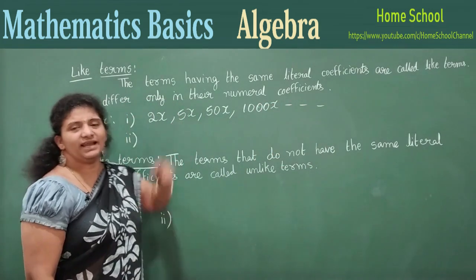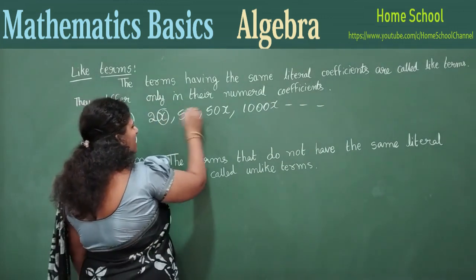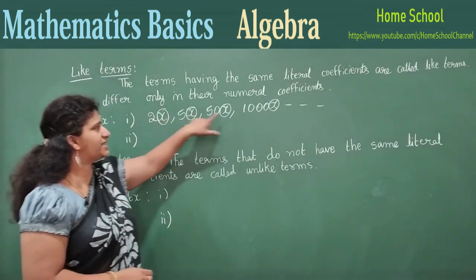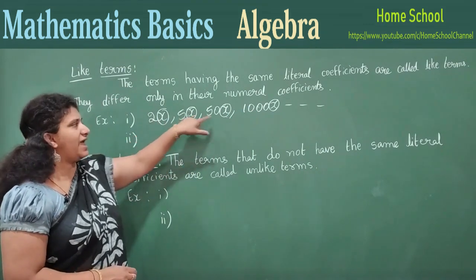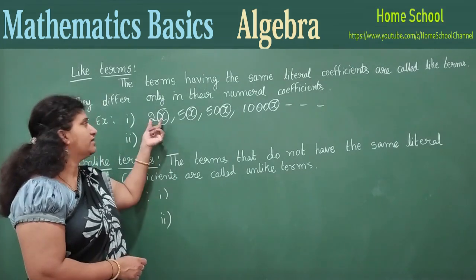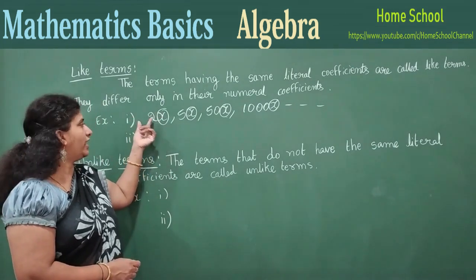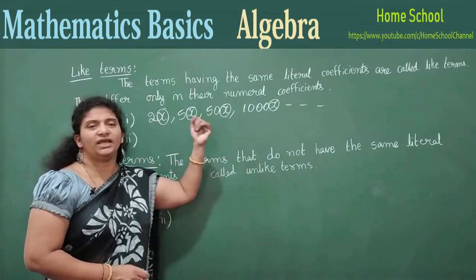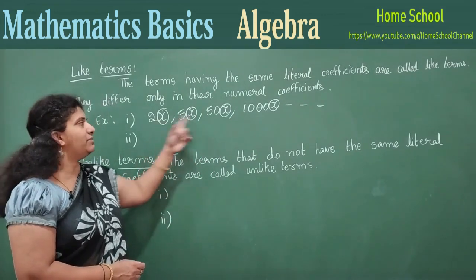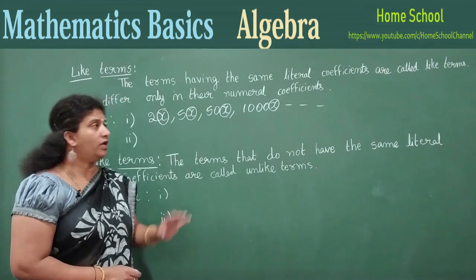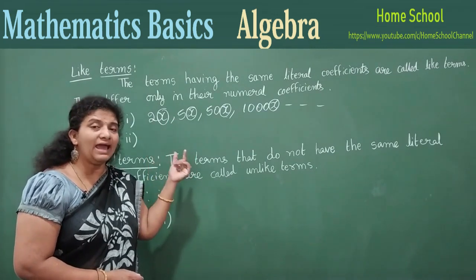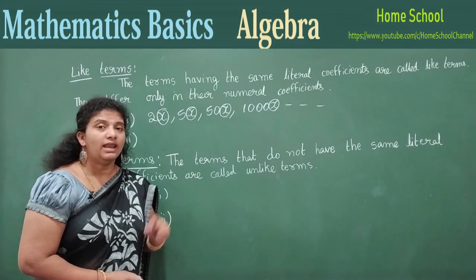Look here. What is the literal coefficient here? x is the literal coefficient. Here the literal is the same. In all these, x is the same, whereas the numbers are different. Numbers means numerical coefficients: 2, 5, 50, 1000. So there is no need to consider numbers here. Check whether the variables, or the literal coefficients, are the same, then we call them like terms.